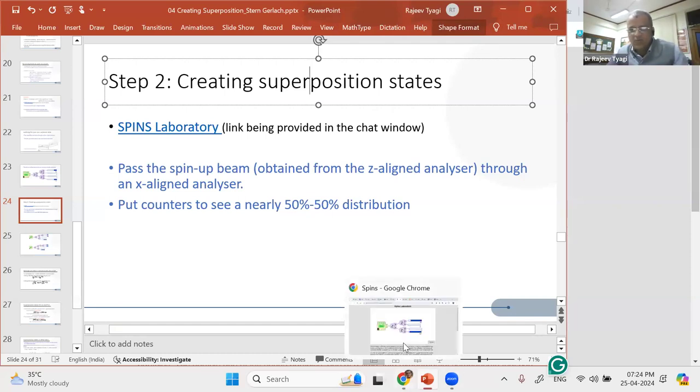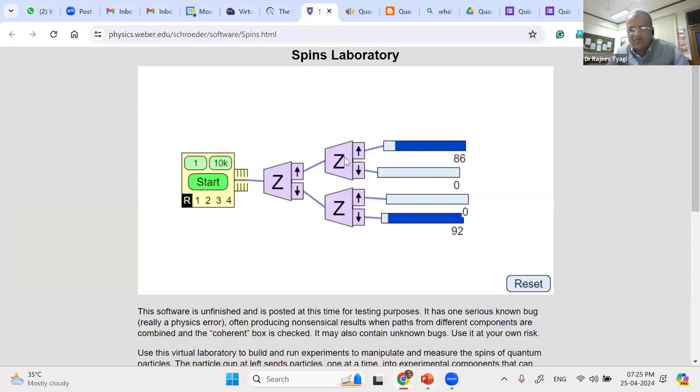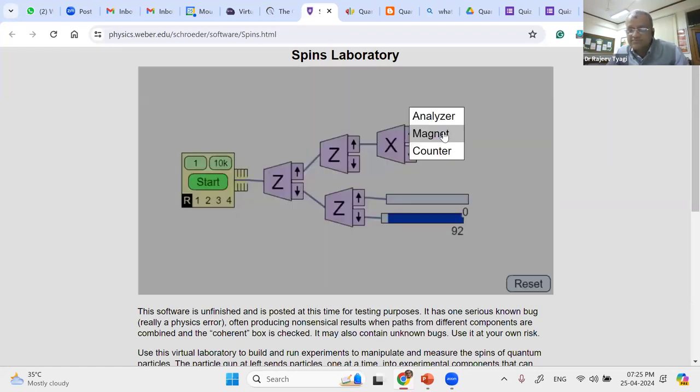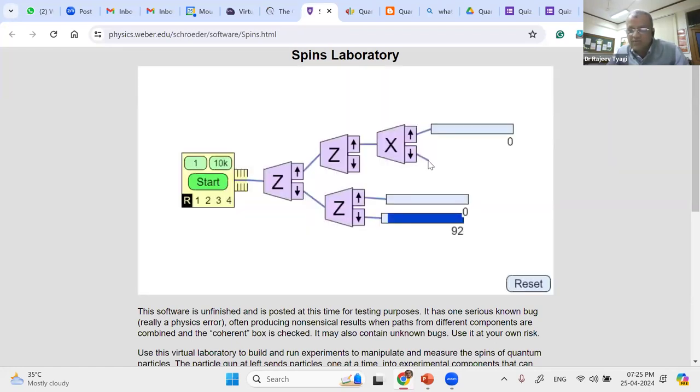So I'll go back to this. Remove on a lower one, I need not remove. This one, I'll remove these counters, drag outside and drop it there. This one is giving purely spin up. You have verified it, right? So now you take it, put an analyzer along X and count. What do you expect? Reset. And now start it again.